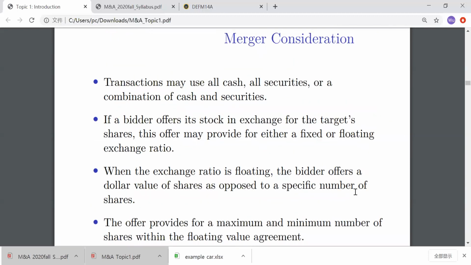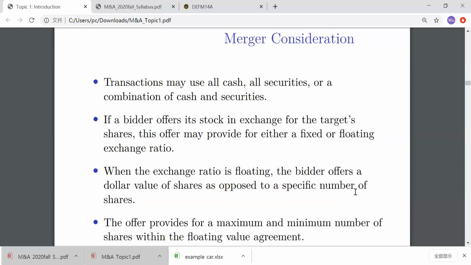These are different types of merger. And now we're going to talk about merger consideration. I already talked about this, right? You can have an all cash deal, you can have an all stock deal, an all security deal, or a combination of cash and security deal. When I say all security deal, this is typically also called a stock for stock transaction.